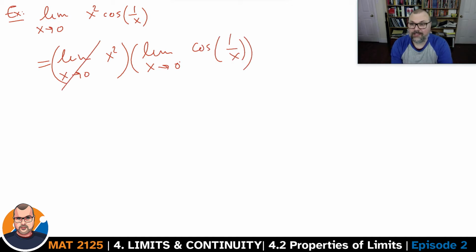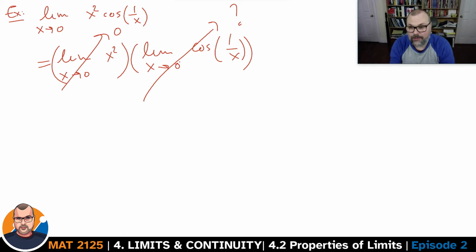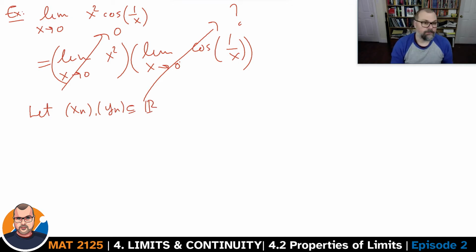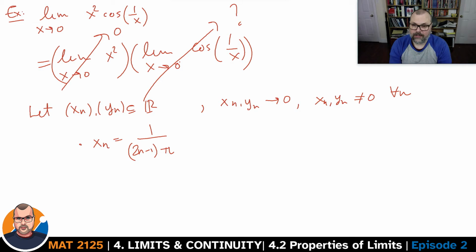But whereas this limit here is 0, this limit does not actually exist. How do we prove that? Well, we're going to take two sequences, subsets of R, that each go to 0. None of them are equal to 0. These are the sequences that I will pick: 1 over (2n minus 1)pi for xn, and 1 over 2n pi for yn. So you agree, there are sequences in R, they both go to 0, and are never equal to 0.